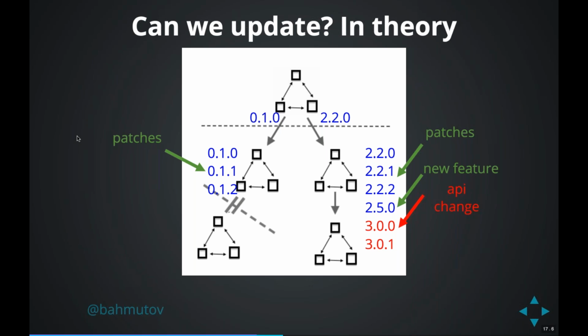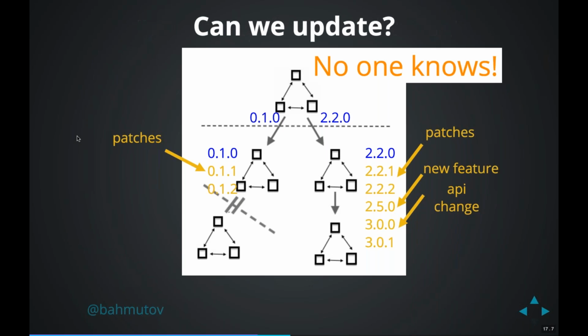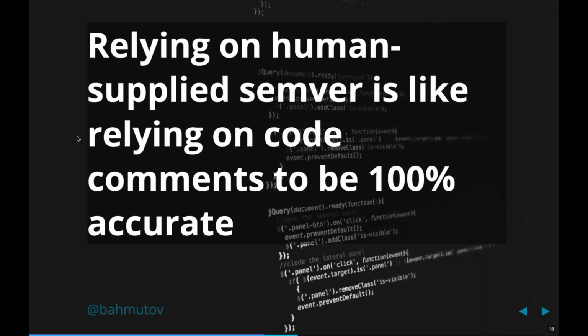But this is all in theory. In practice, no one knows. A patch could actually break something. We could be able to upgrade through a major version because we're not actually using the part that changed. So no one really knows if it's safe to update our software if our dependencies release new versions. Relying on human-supplied semantic version numbers is like relying on code comments to be 100% accurate, and we all know that code comments are not checked by a machine and cannot be relied upon.